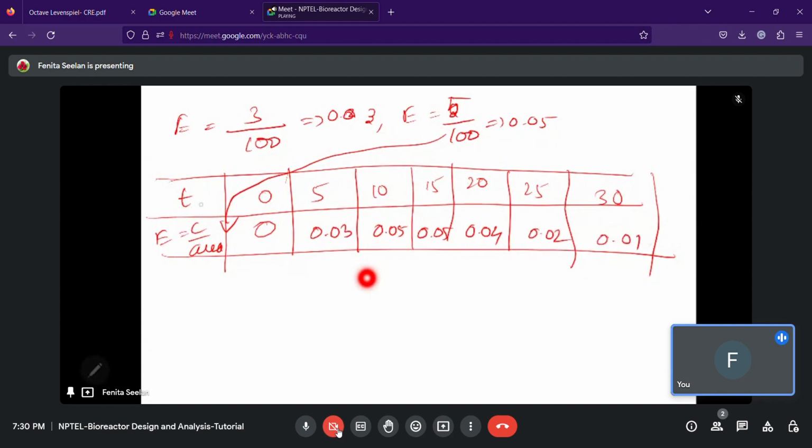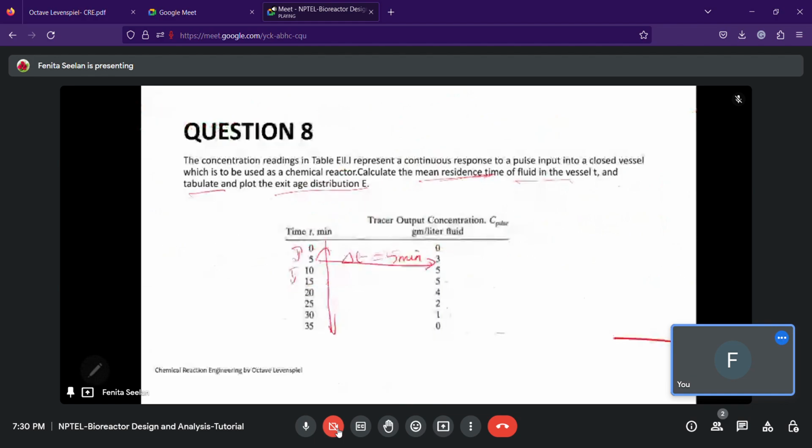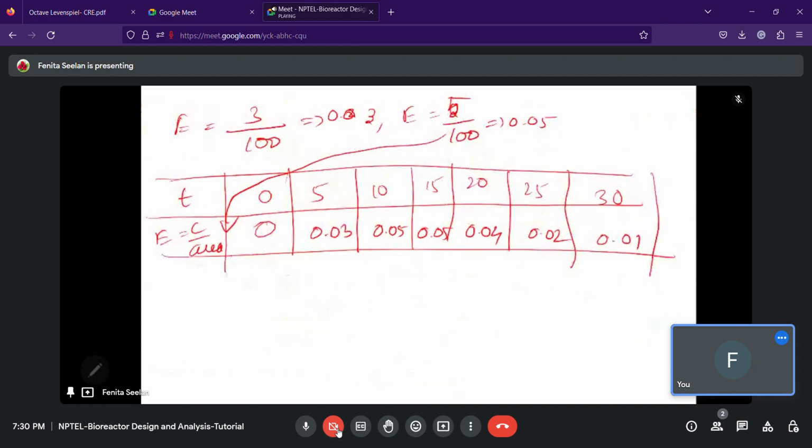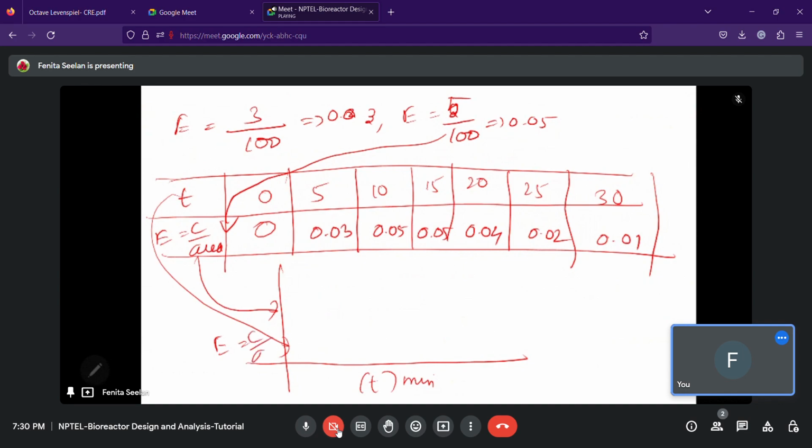You were asked to tabulate and plot the exit age distribution. You just found the exit age distribution E, and from this, if you have a graph sheet, you can plot time in minutes on one axis and your E here. If you plot this, you will get a curve like this. This is your E curve.